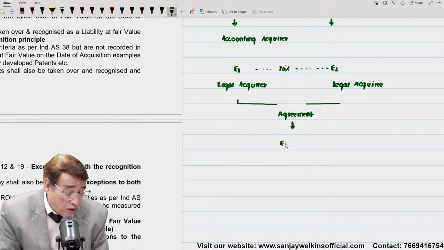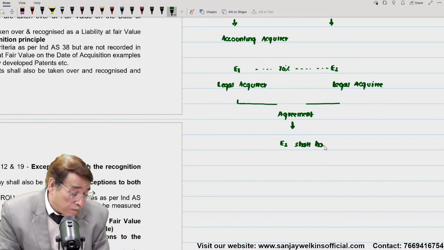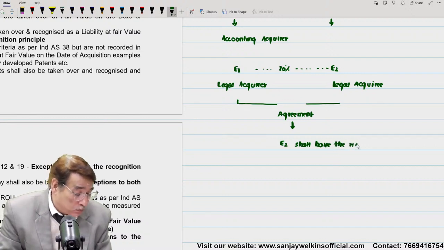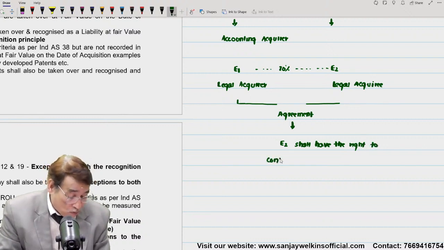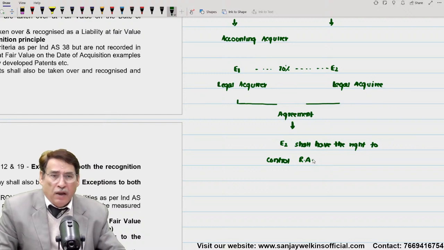E2 shall have the right to control relevant activities. RA means relevant activities.